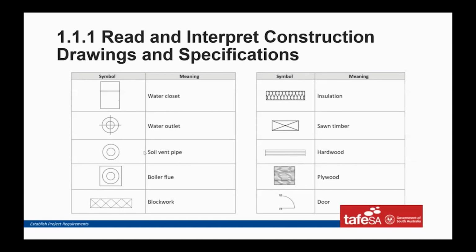Normally it looks like a toilet. Block work, boiler flue. Here we have some insulation, that's very common. Sawn timber, so normally at the end of the timber will be a cross edge. Hardwood, plywood, a door, what that looks like, which hand it is. Basically you look at the door when it's closed, and it's a left-hand door. It just actually opens across to the left.